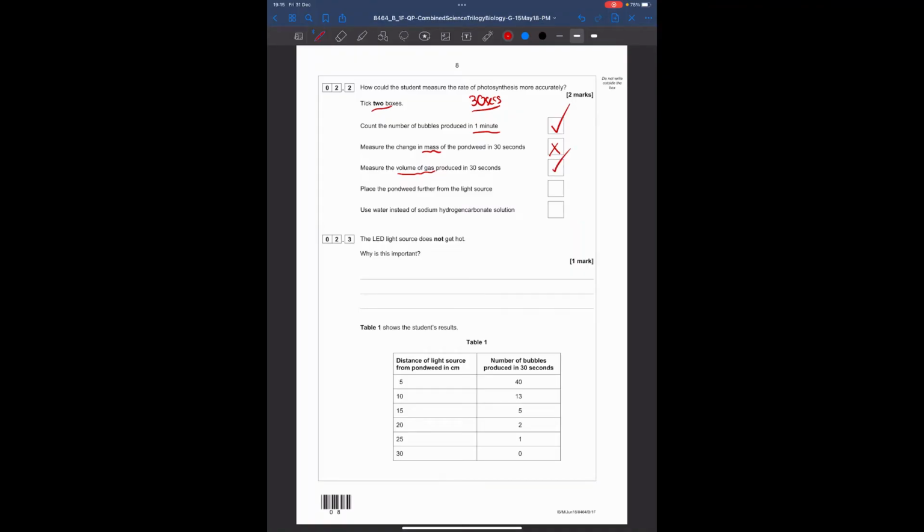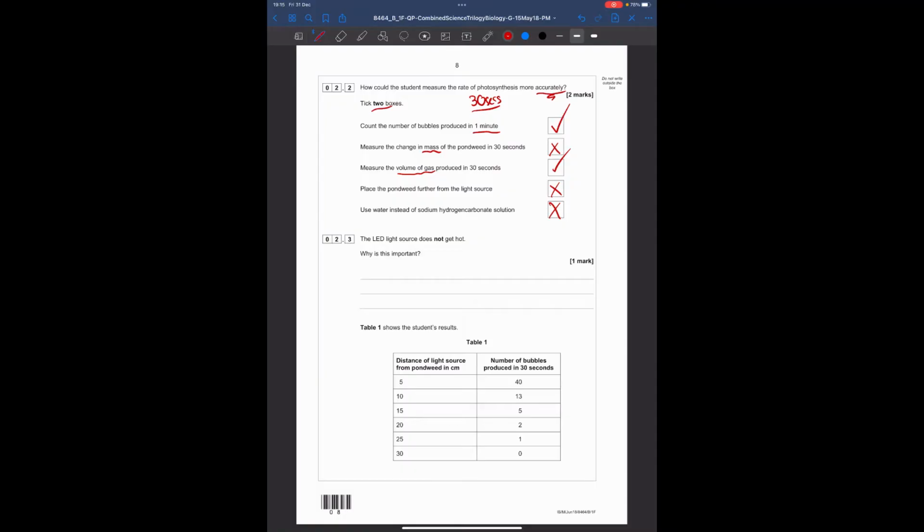If we just read the other two just to make sure, place the pondweed further from the light source. Well, that would affect the rate of photosynthesis, but wouldn't help us to measure it more accurately. And again, use water instead of sodium hydrogen carbonate solution. That would affect the rate of photosynthesis, but again, it wouldn't help the method measure it more accurately. So it's not those two.